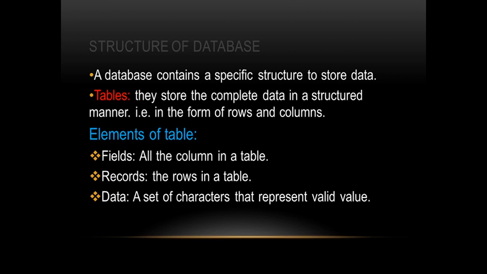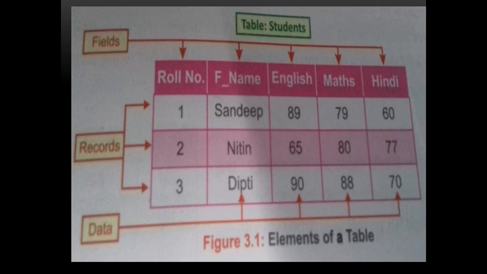First we will see field. Now what is a field? All the columns in a table are called fields. A field describes a specific attribute of all the records in a table. I'll give you an example in the next slide. Just check it out. Here the roll number, father name, English, maths and Hindi are the headings of this table, and these are called the fields.